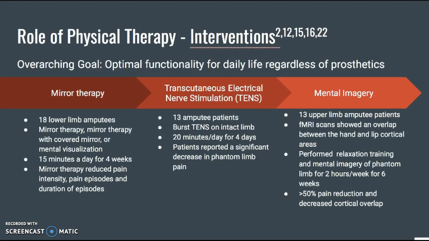For physical therapy, the overarching goal in the amputee rehabilitation process is to have all amputee patients function to the best of their ability in their daily lives, regardless if they are wearing their prosthetics. A huge barrier to achieving this goal is the presence of pain after amputation surgery.